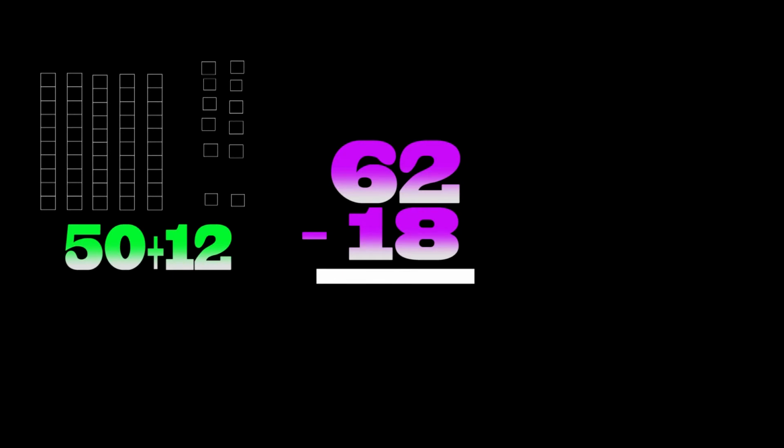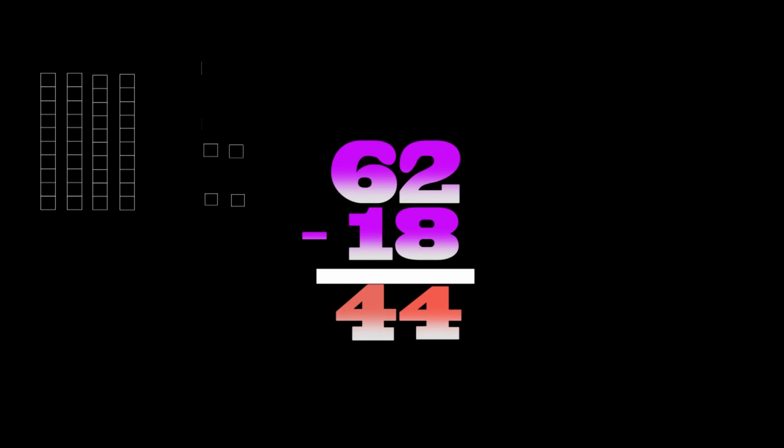Let's take 8 ones away from 50 plus 12. 12 take away 8 is 4, and 50 minus 10 is 40, which can be represented by a 4 in the tens place. Subtraction's standard algorithm allows us to subtract numbers with regrouping quickly.